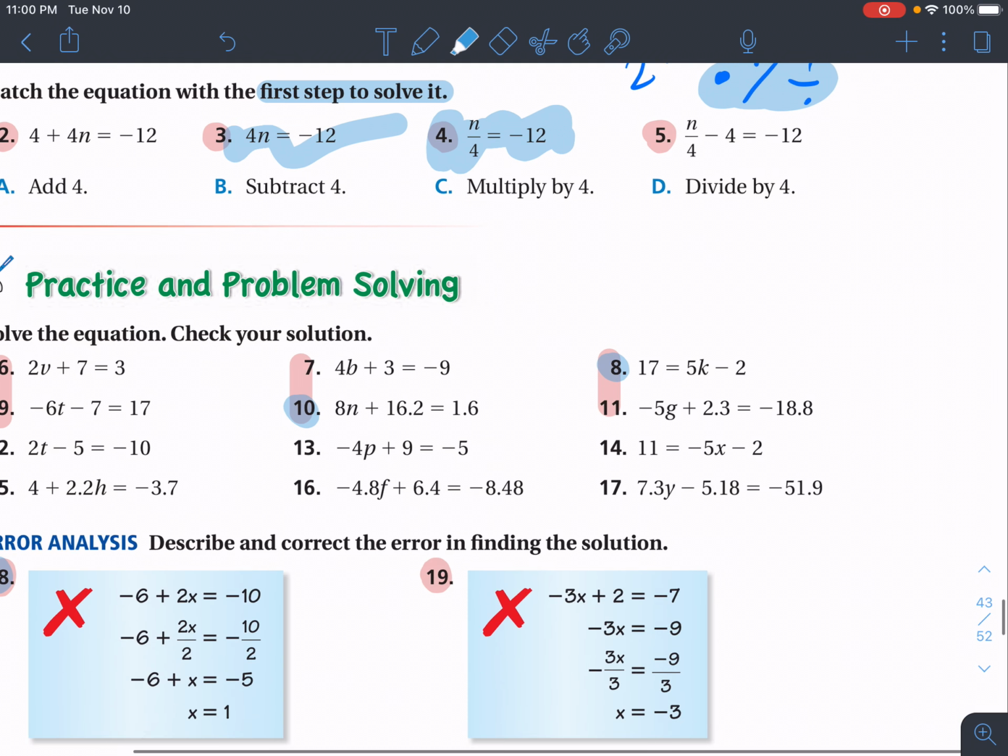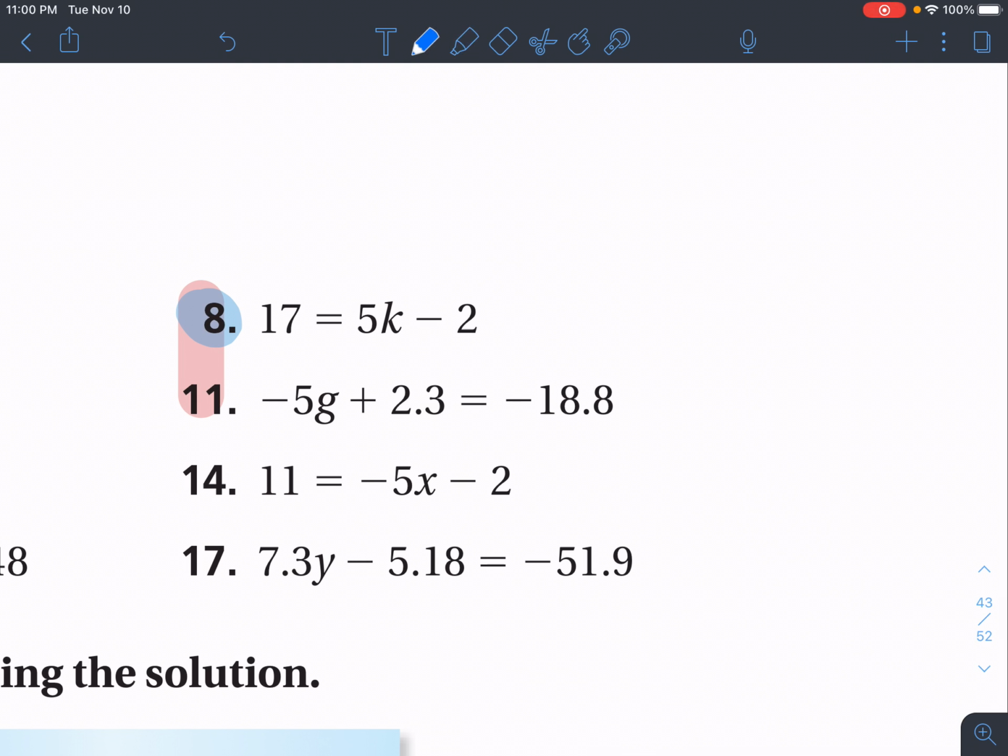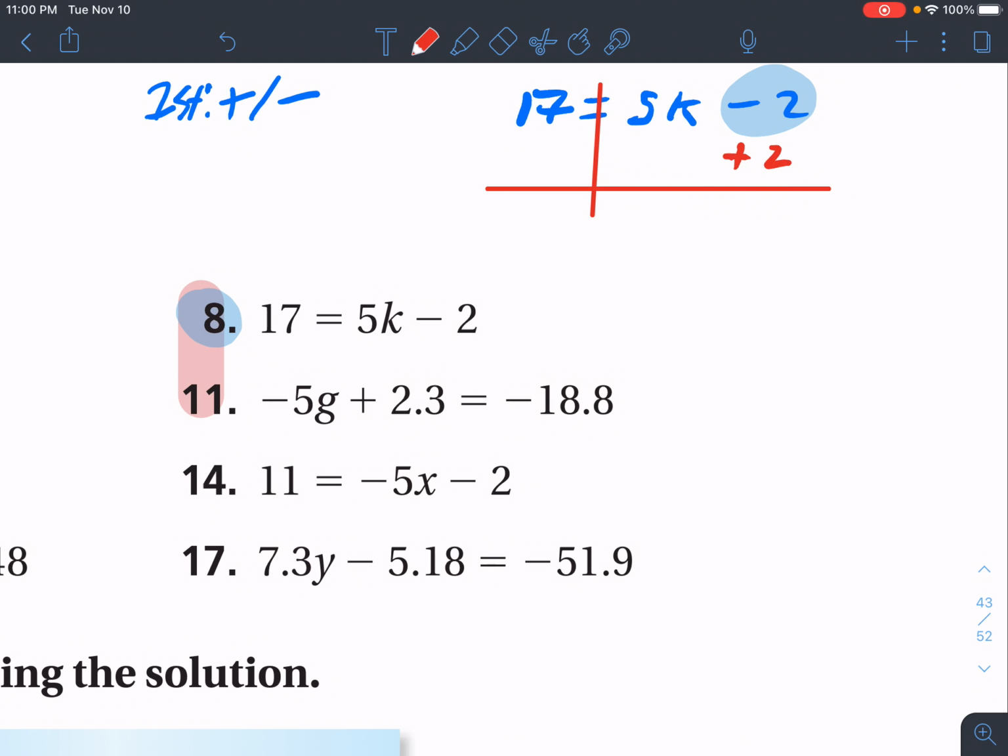So anyways, let's talk about number 8. This is part 1. Number 8, I have 17 equals 5k minus 2. Again, we want to do adding and subtracting first. So I see that minus 2, so I'm going to add 2 to both sides. Add 2 here, add 2 here, cancels out here. You're going to be left with 5k. On the right side, that's going to get you 19. So pretty straightforward, right?